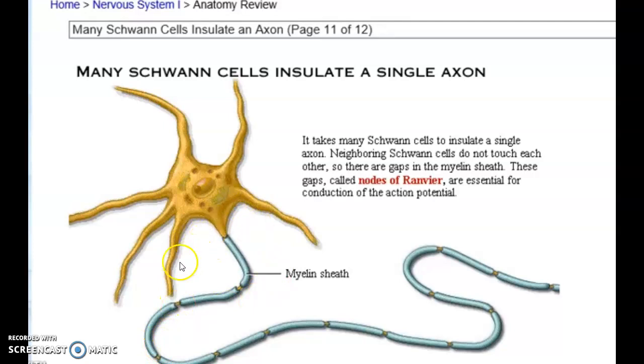We call that saltatory conduction. It greatly speeds up the ability of the signal to pass. So again, I see my node of Ranvier here, node of Ranvier here, all the gaps.